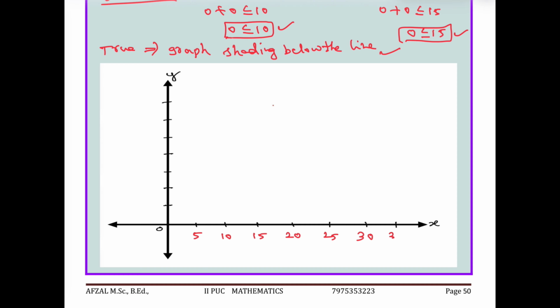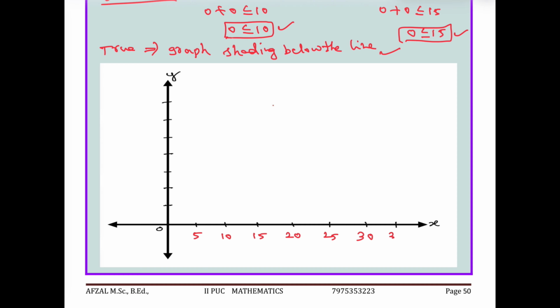Integral 0 to 2 pi sin x dx equals, sin x is positive in 0 to pi and pi to 2 pi is negative. That is the range of sin. So 0 to pi sin x dx plus pi to 2 pi sin x dx.